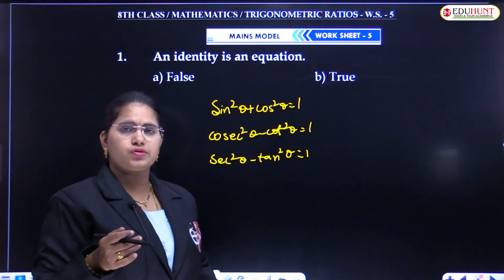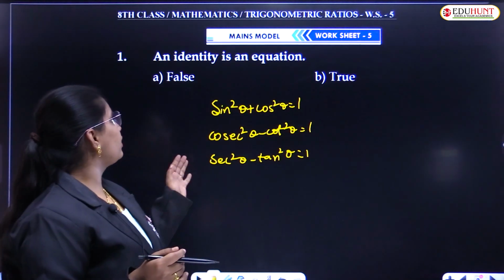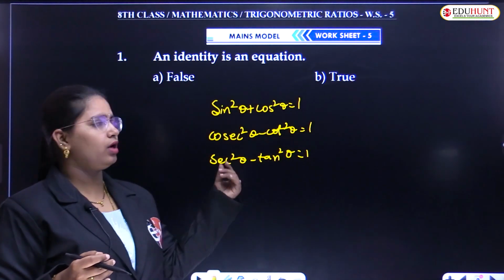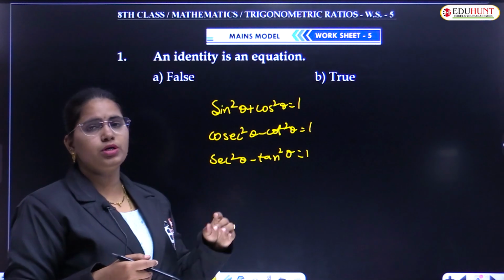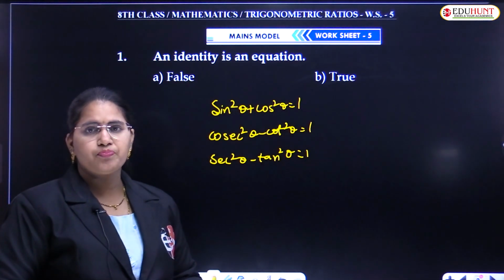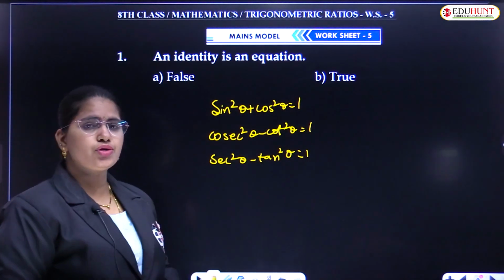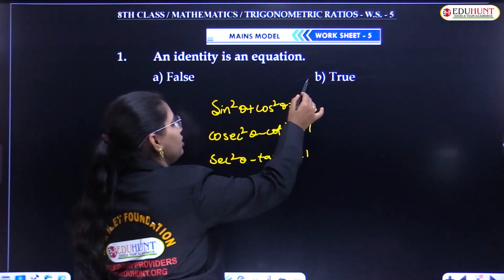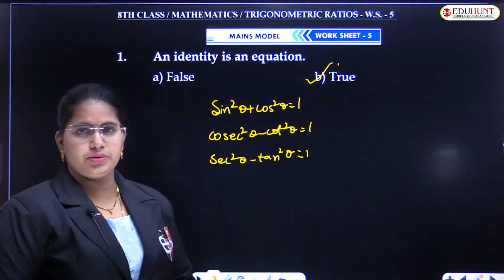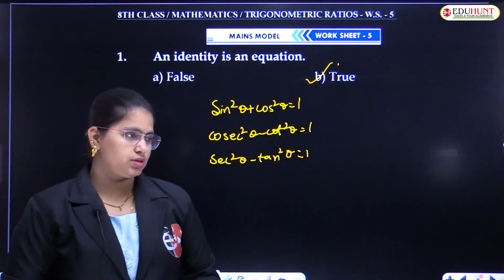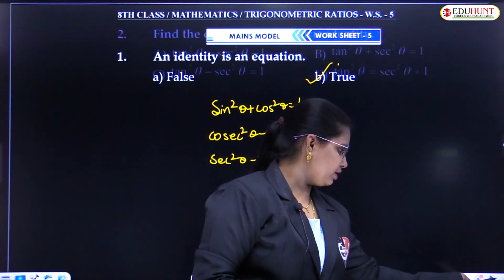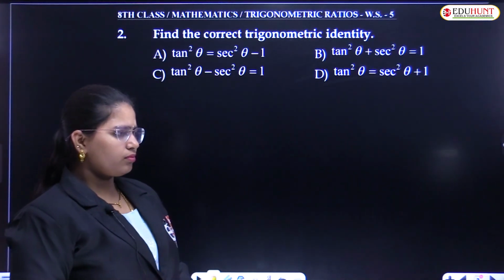Now our question says an identity is an equation. Of course, it is getting equal to something, so it is a true statement. Am I clear with the question? Of course, identities are equations. Correct. Let's get to the next question.